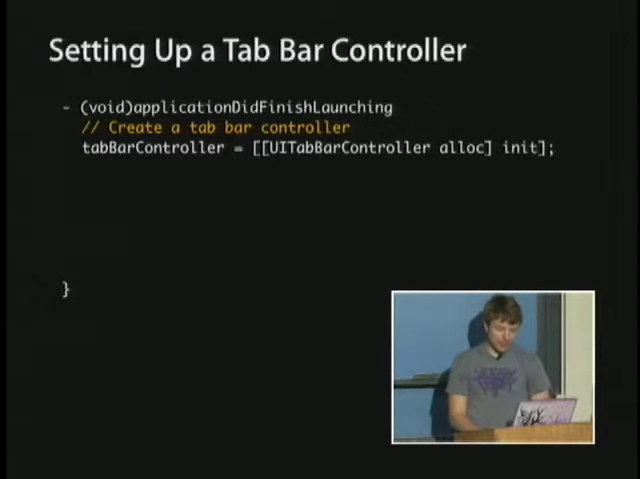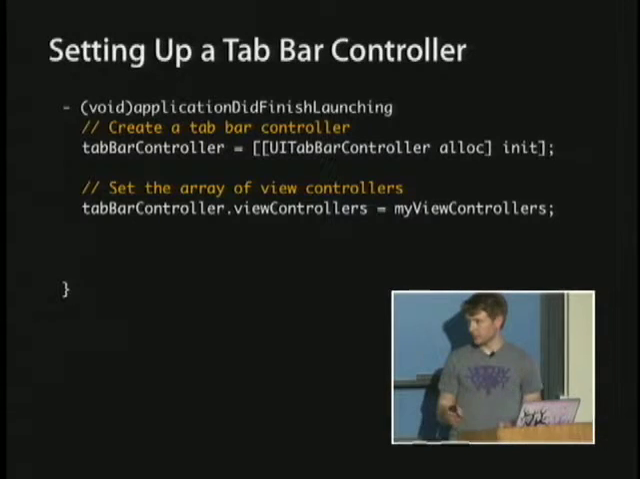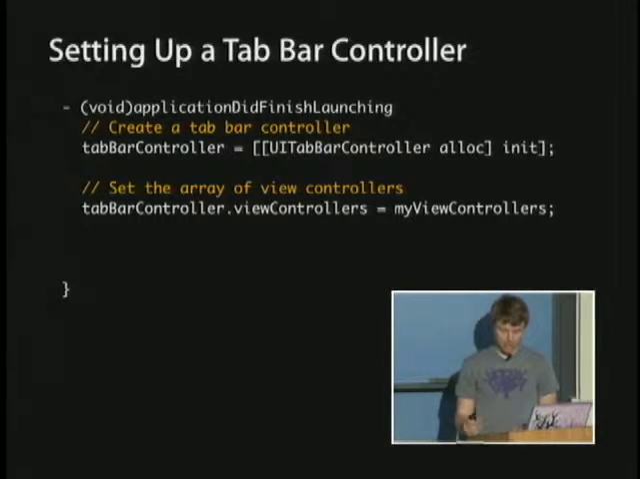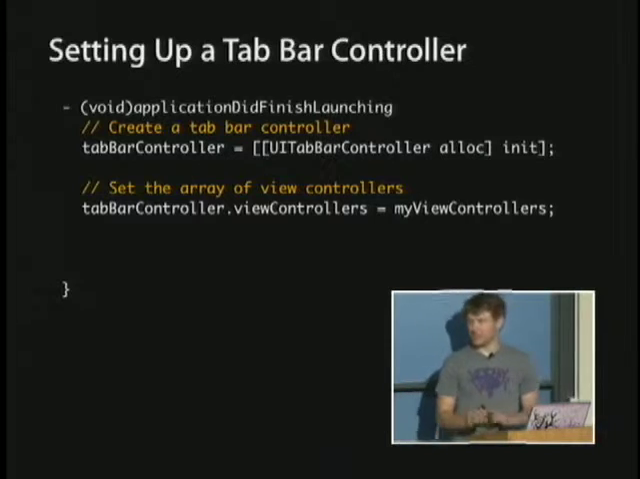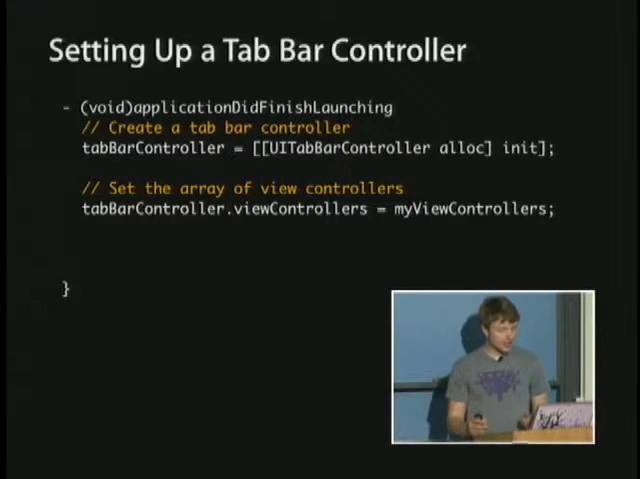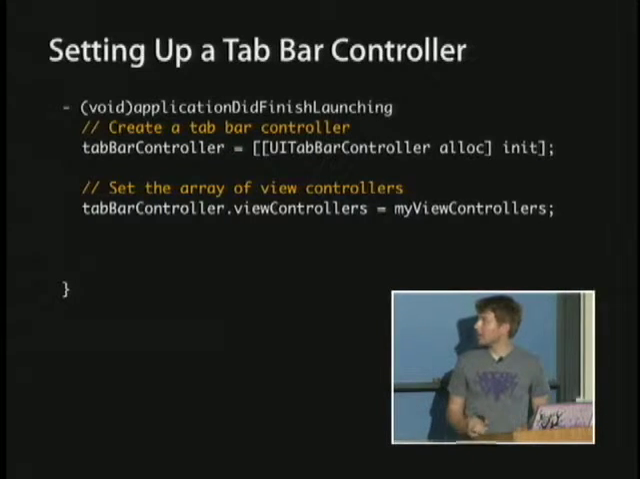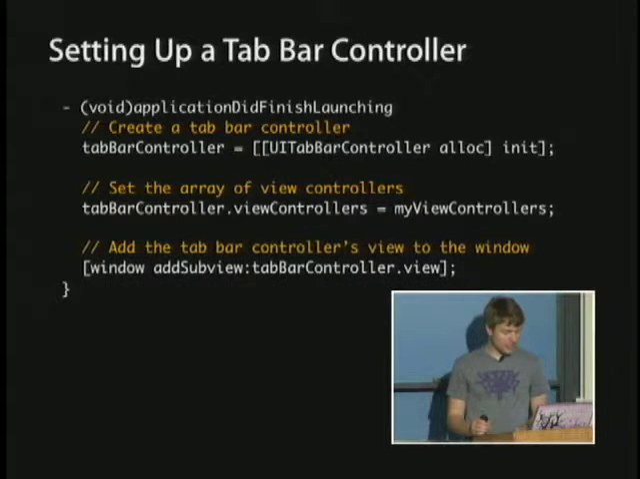If you want to set up a tab bar controller, again, in application didFinishLaunching, you may instantiate one. You may also set it up in a nib. For the purposes of illustrating this, it makes more sense to show it in here. You set its array of view controllers to some array, which presumably we set up already in our code. It's just an NSArray. And then you add the tab bar controller's view to the window. So very similar to using a navigation controller.